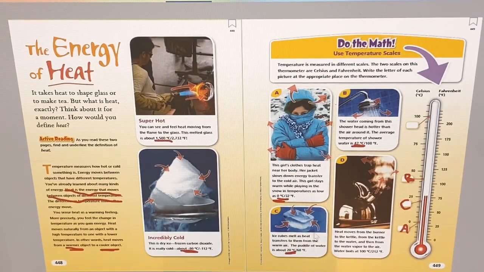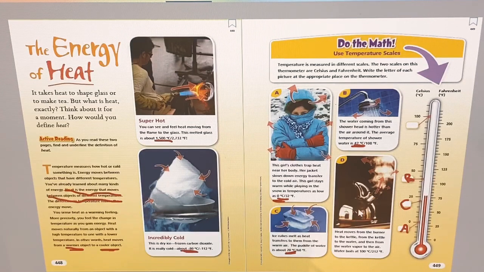The last one is the kettle. Look at this, the kettle. How does the energy of heat move? So you have a burner over here, down there. It's really hot and it's giving the kettle the energy of heat, warming up the kettle.